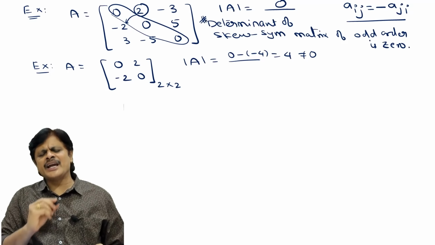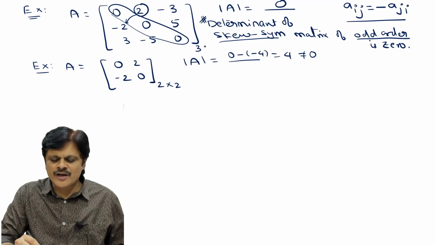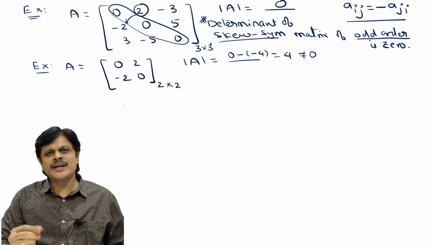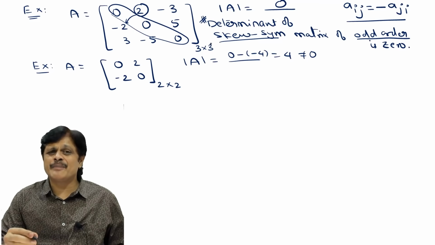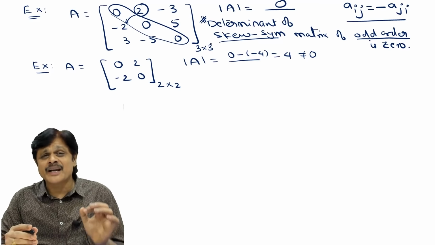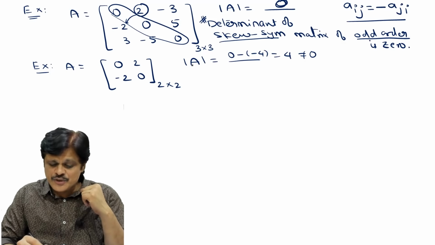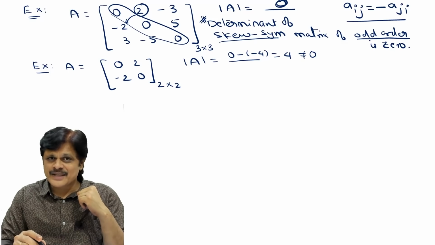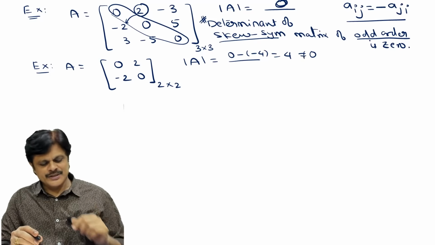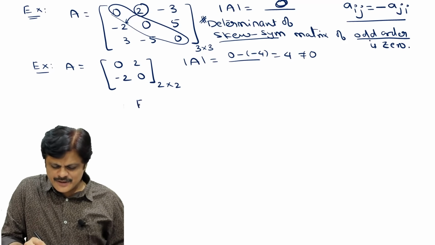You take any skew symmetric matrix of odd order. So what is the order of this? 3 by 3. You take 5 by 5, you take 7 by 7, you take 9 by 9, you take 11 by 11. Any skew symmetric matrix of odd order will have determinant 0. But a skew symmetric matrix of even order is not 0. Please remember that. Is that clear? Good. Okay. Let us take the next example.